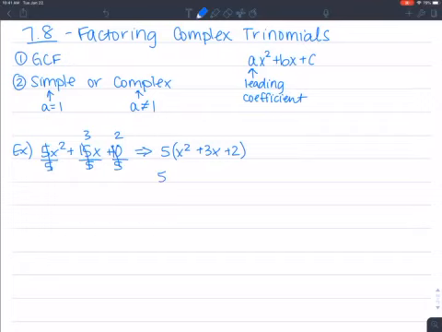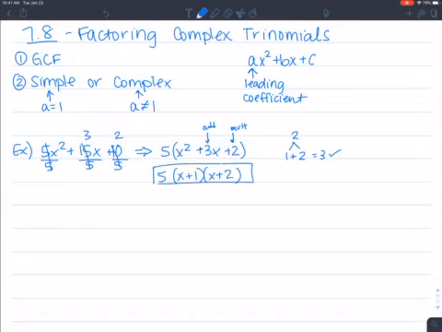And then I can factor that further. So we want to look at what multiplies to this and adds to this. I have 1 and 2, and if I add those, then I get 3, so we're good. So I'm going to split this into x plus 1 and x plus 2. And so this was actually a simple problem once we factored out the GCF.